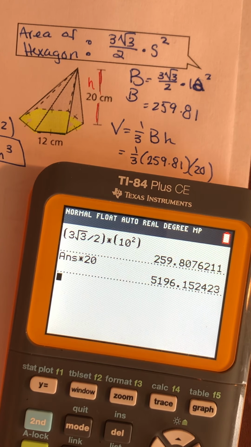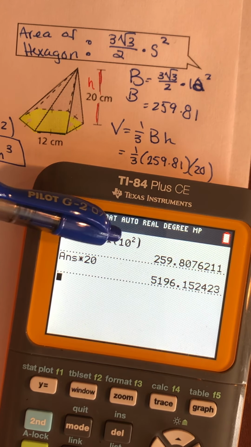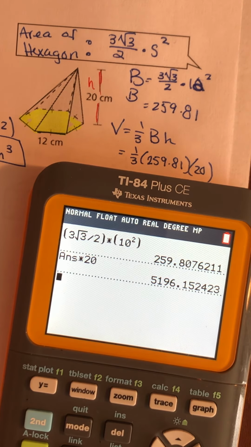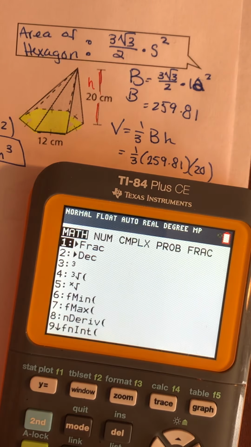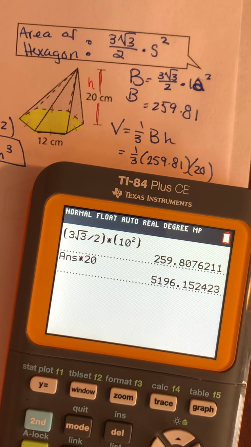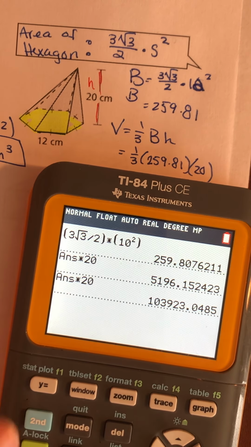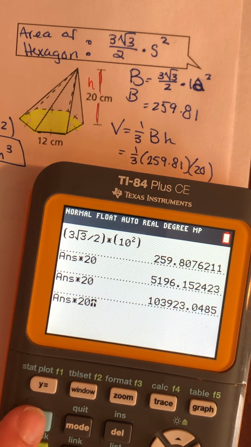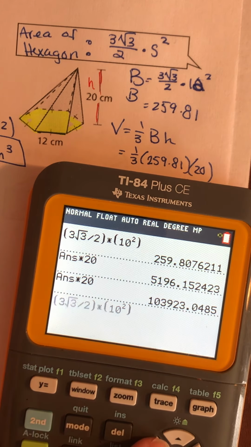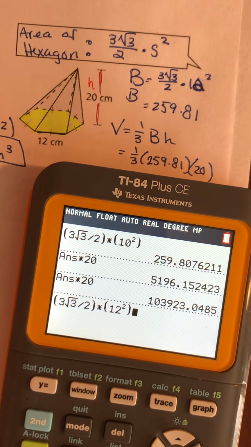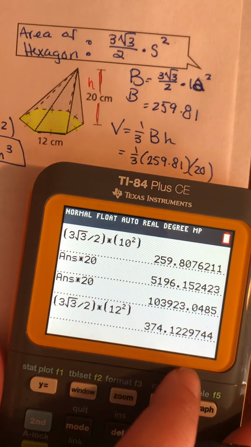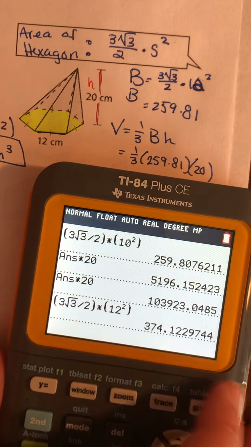Oh, I know what I did wrong. Does anybody see it? I did 10 there by accident when it should be 12, so let's get rid of that. So instead, this should be times 12 squared, and that gives me 374.12.